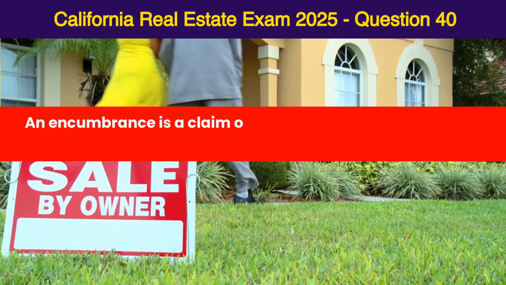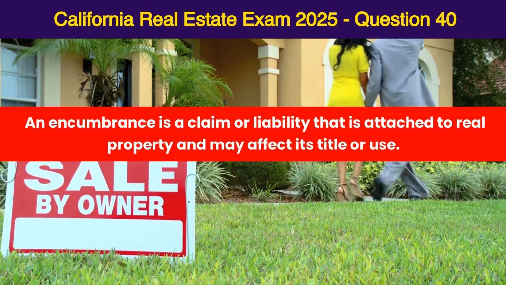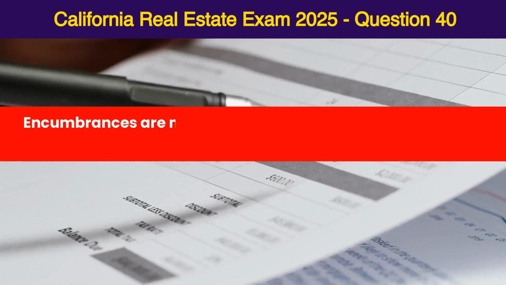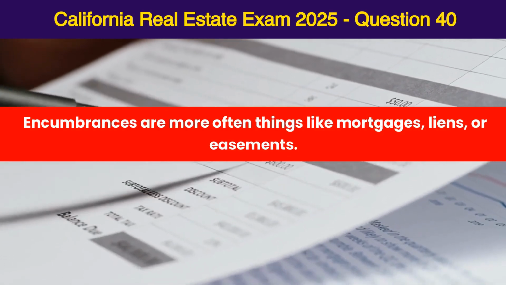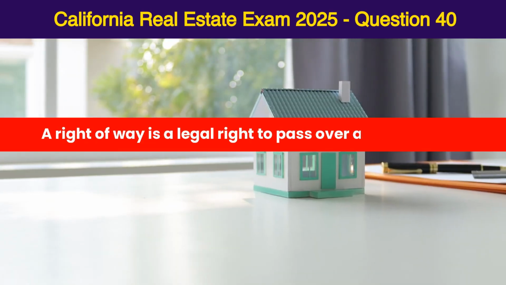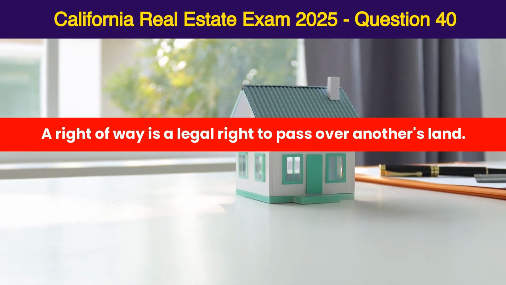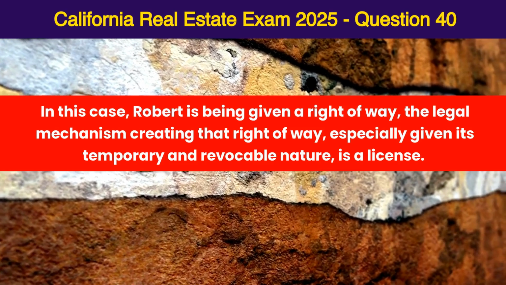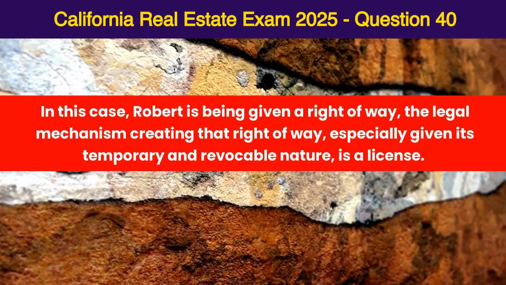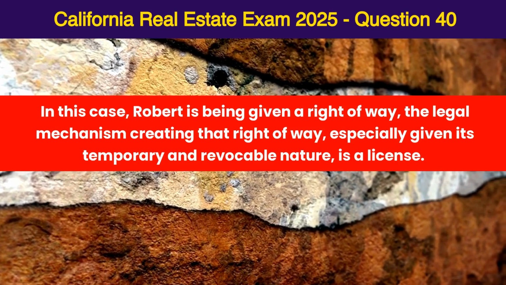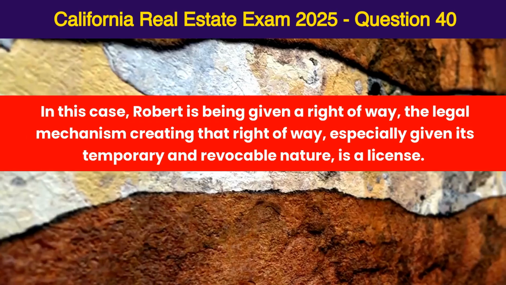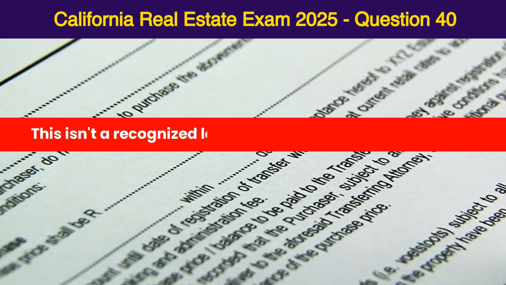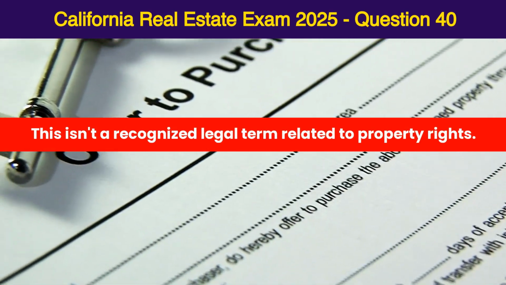An encumbrance is a claim or liability that is attached to real property and may affect its title or use. Encumbrances are more often things like mortgages, liens, or easements. A right-of-way is a legal right to pass over another's land. In this case, Robert is being given a right-of-way. The legal mechanism creating that right-of-way, especially given its temporary and revocable nature, is a license. A right-of-way is more often associated with an easement. Entrance corridor isn't a recognized legal term related to property rights.